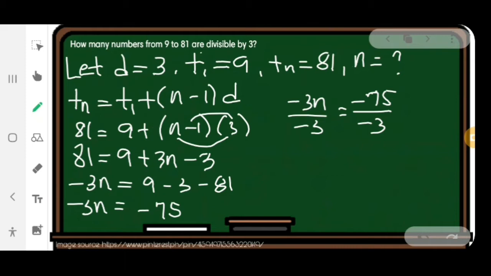Negative 3n divided by negative 3 is n, and then negative 75 divided by negative 3 is positive 25. That means there are 25 numbers from 9 to 81 that are multiples of 3 or are divisible by 3.